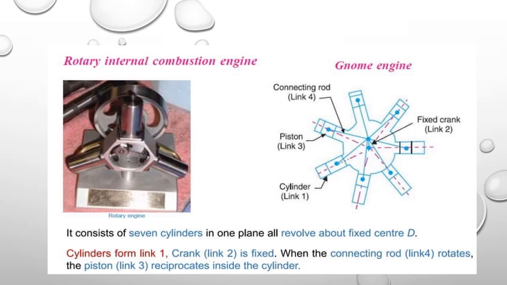Next one is the rotary internal combustion engine. It is also known as the Gnome engine. It has irregular shapes with pistons, and power can be generated. It consists of 7 cylinders in one plane, all revolving about a fixed center. The cylinder is link 1 and the crank is link 2, fixed. When the connecting rod rotates, the other pistons reciprocate inside the cylinders.